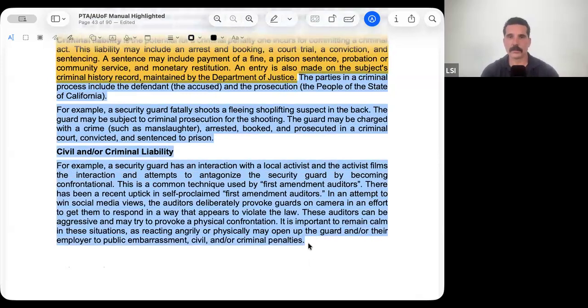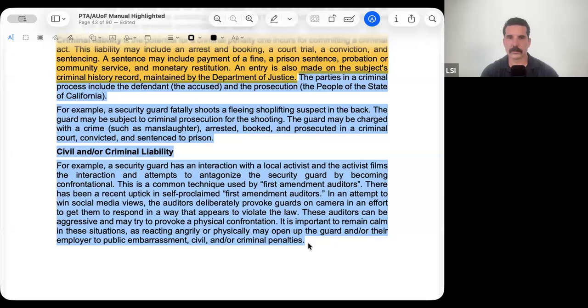The parties in a criminal process include the defendant, the accused, and the prosecution, the People of the State of California. For example, a security guard fatally shoots a fleeing shoplifting suspect in the back. The guard may be subject to criminal prosecution for the shooting. The guard may be charged with a crime such as manslaughter, arrested, booked, and prosecuted in a criminal court, convicted, and sentenced to prison.